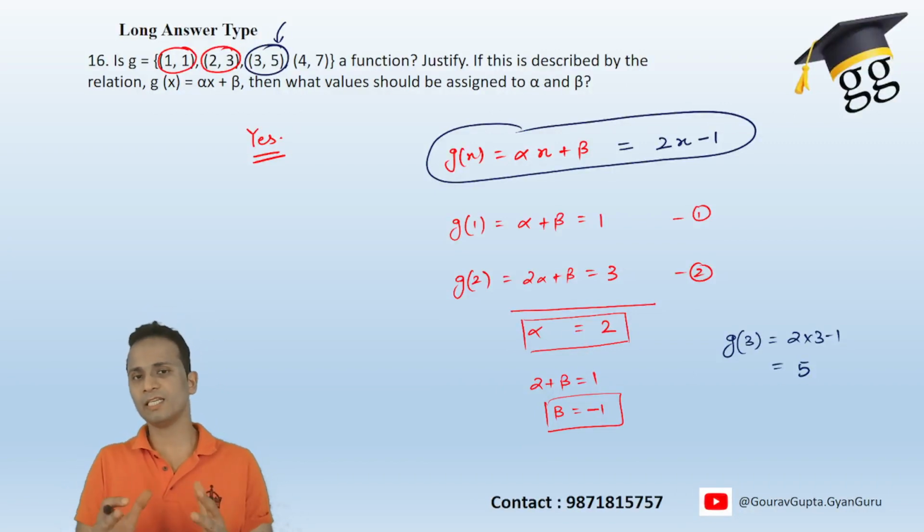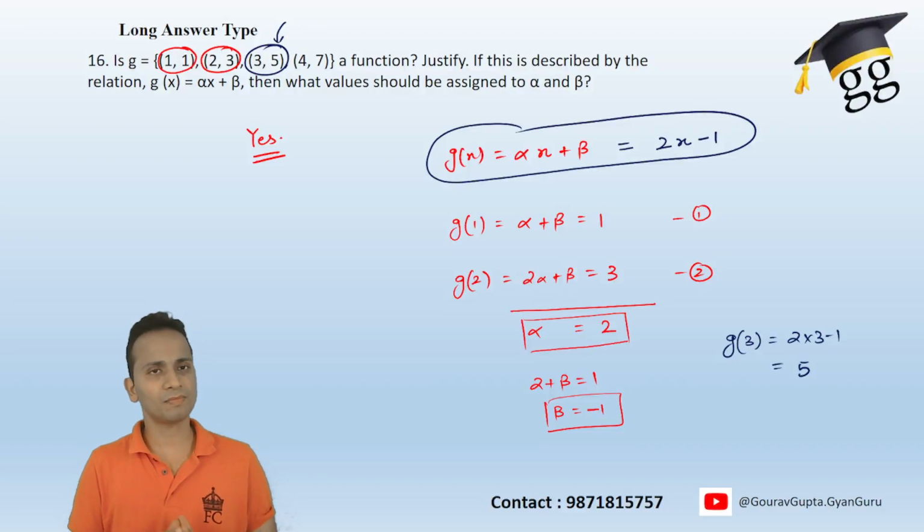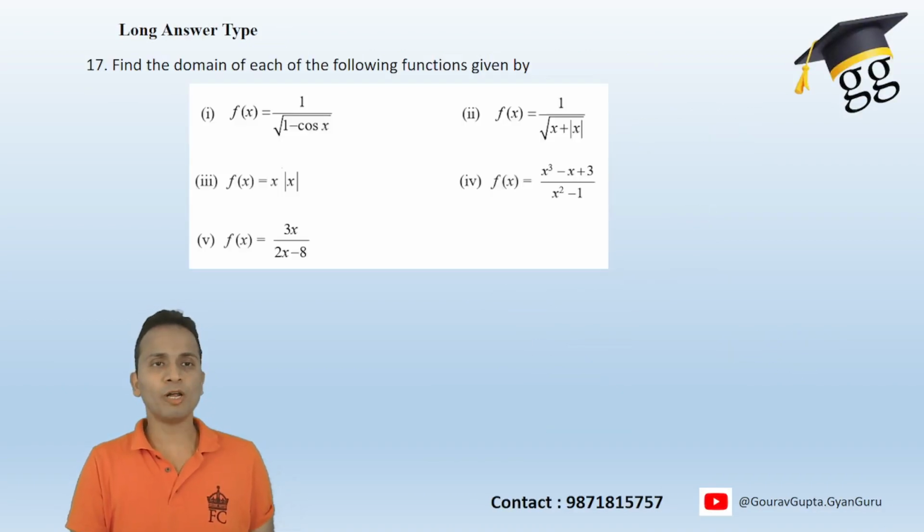Alright, so we can say that yes, these values of alpha and beta are correct. So alpha is equal to 2 and beta is equal to minus 1 is the answer for question number 16. Okay. Now let's move on and look at our next question, question number 17, in which we'll have to find the domain of each of the following functions.